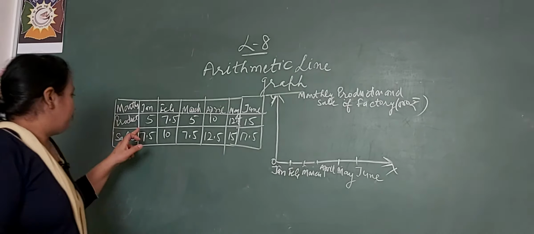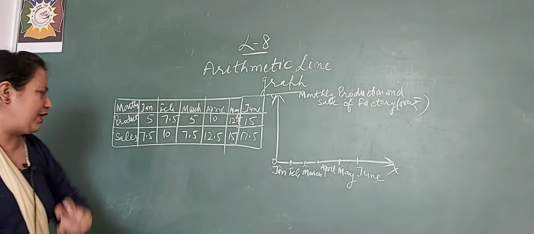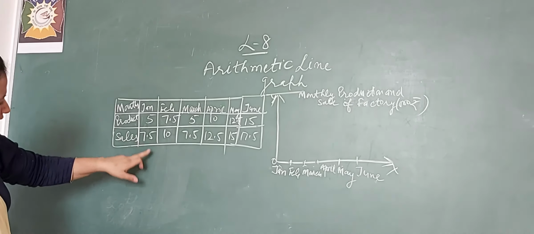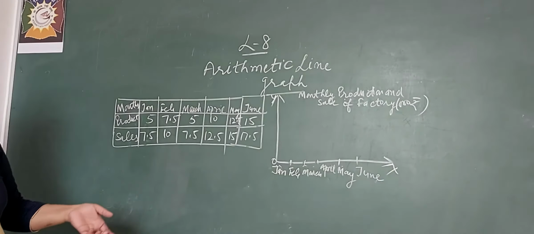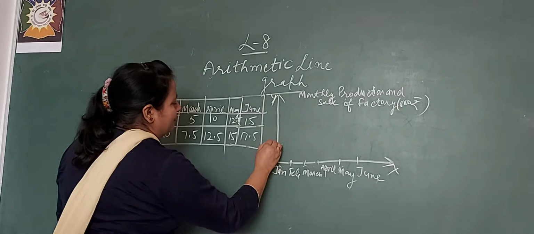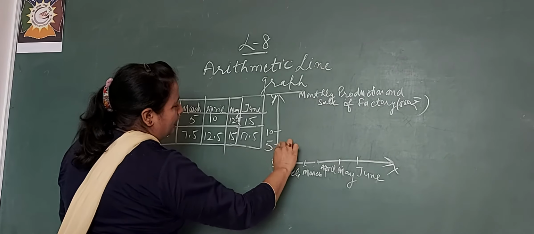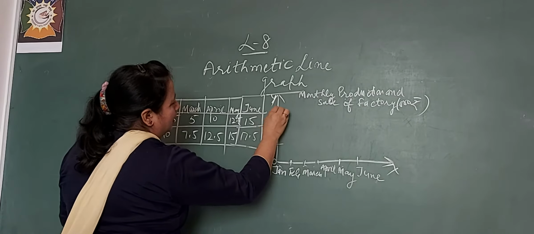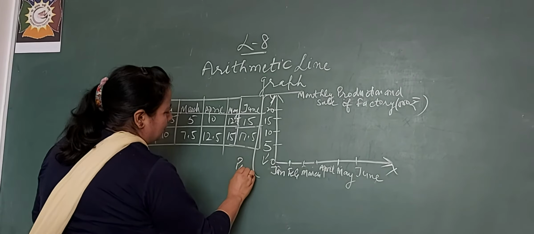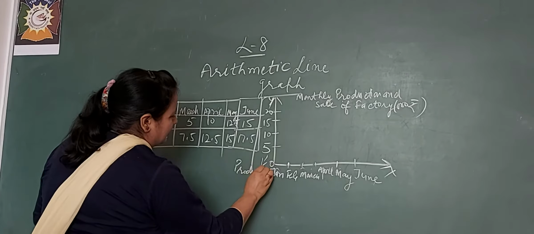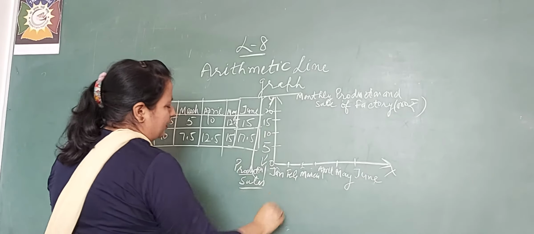So let us start. Firstly, I will take production. This is minimum 5 and maximum 15. And when I discuss the sale, minimum 7.5 and maximum 17.5. If I am taking a difference of 5, it means there will be no need to use the false line because all are equal. Here you will write production and sales. There is no space, that's why I have written it over there.